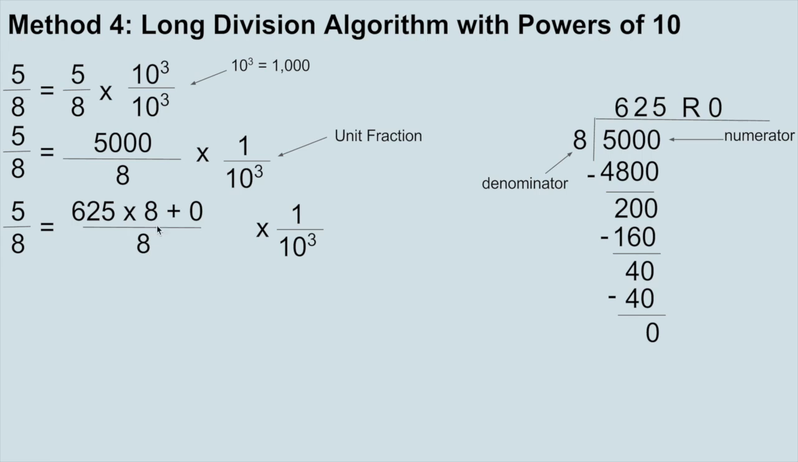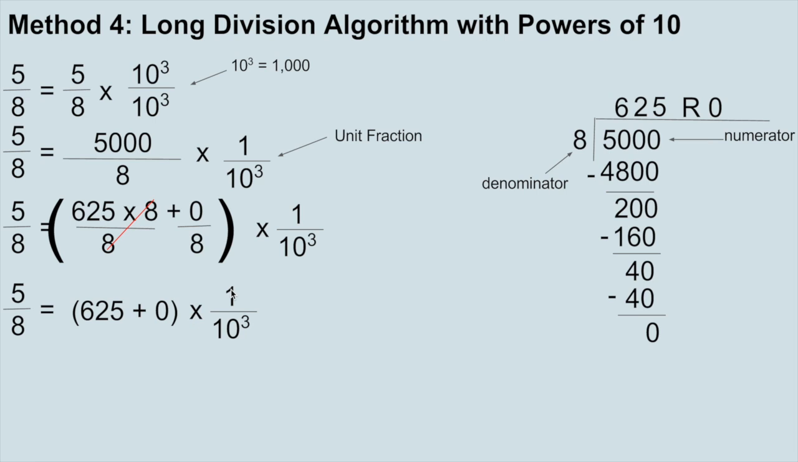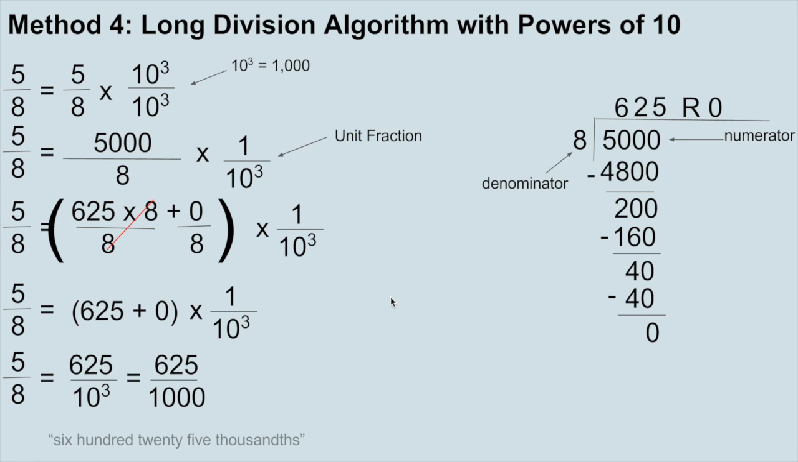Now, just like we did on another method, we can split this fraction into 2. So you have 625 times 8 divided by 8 plus 0 divided by 8. The 8's in the numerator and denominator are going to become a 1, so they go away. This leaves us with 625 plus 0 times 1 over 10 cubed. And then this is multiplication, so we're just going to multiply this out to get 625 divided by 10 cubed. Remember, 10 cubed is the same thing as 1,000. And then this is read as 625 thousandths, which tells us our decimal.